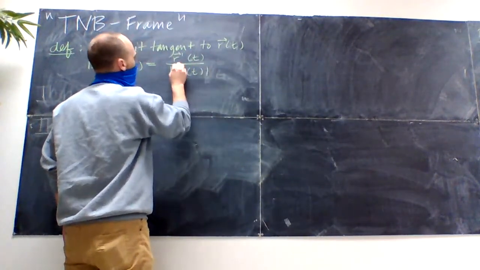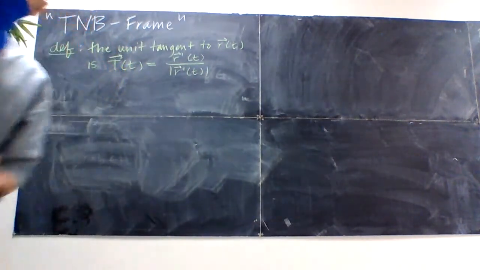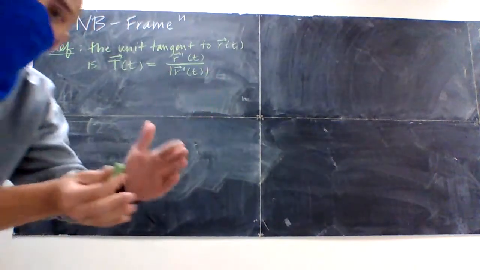And if you remember back at the beginning of linear algebra, that was how we cooked up a unit vector. We took a vector that had some sort of direction it was heading, then we divided it by its length so it became a unit vector.